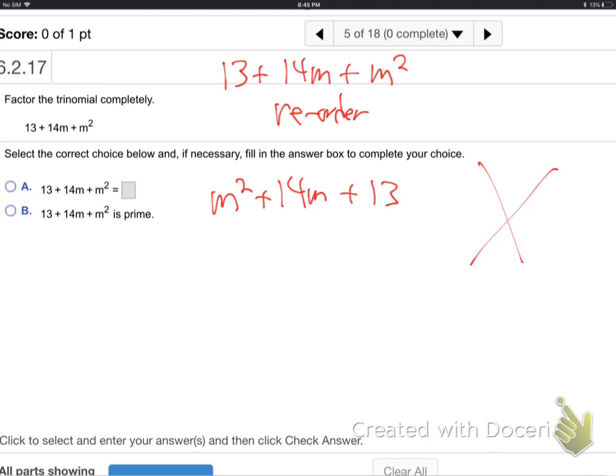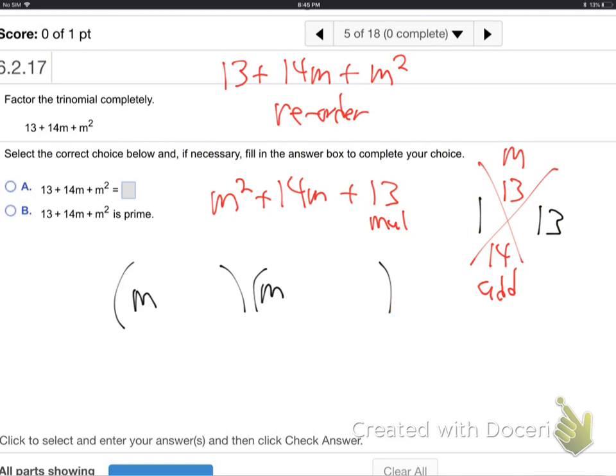So you want to multiply to be 13, add to be 14. What two numbers multiply to be 13 and yet add to be 14? 1 and 13, huh? Multiply to be 13, add to be 14, don't they? So that's it. M's in the front, 1 and 13. Either order, you can put 13 first, then the 1. Doesn't matter. Good? On that, questions?